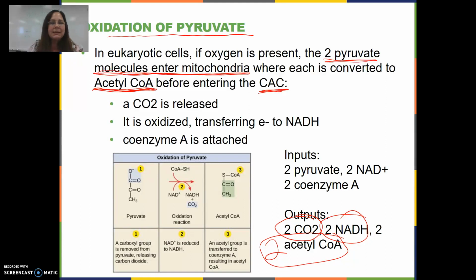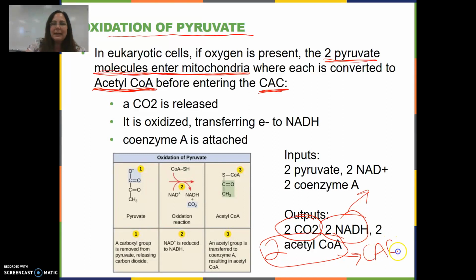Now the carbon dioxide we breathe out because it's toxic to our cells. The NADH, remember, is going to go on to the fourth metabolic pathway and be a source of electrons. It will be an electron carrier to help produce more ATP. And then the acetyl coenzyme A is going to enter the citric acid cycle.